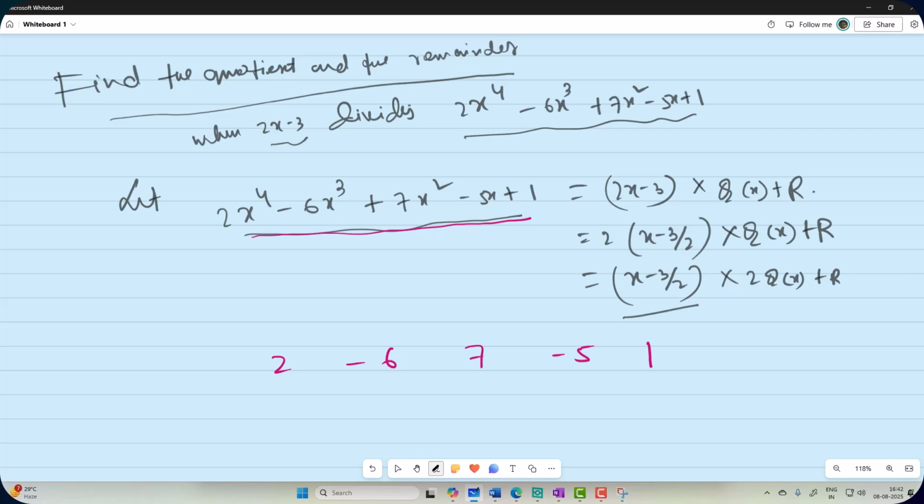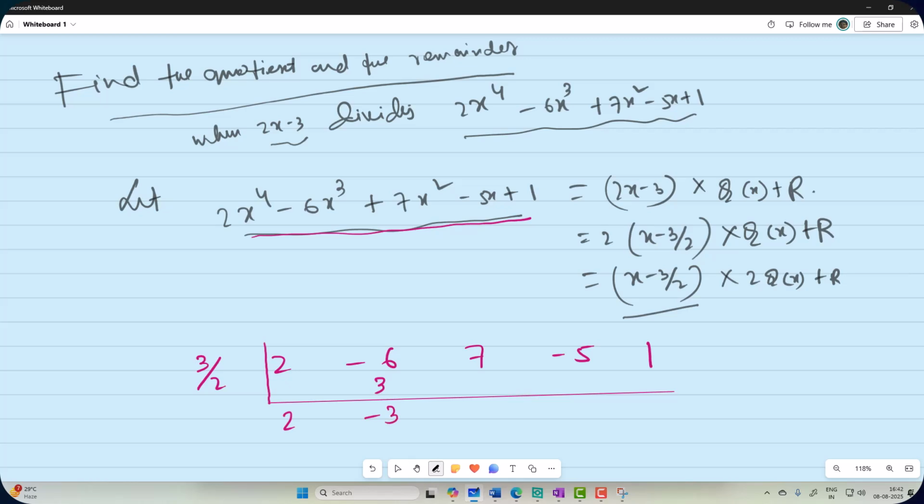And divide by x minus 3 by 2. So you take 3 by 2 here, and then this 2 will come down. There is no disturbance on it. The first term I told you earlier also. Now multiply 3 by 2 by 2. It is going to be 3. Result is just on addition, minus 3.